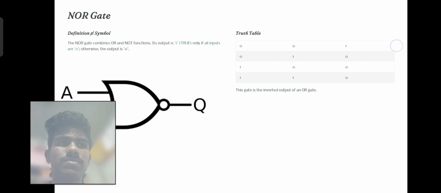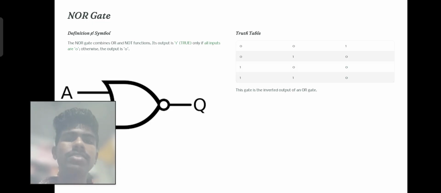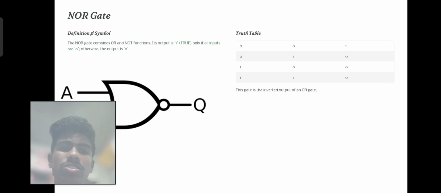NOR gate. NOR means NOT OR, that is, the OR gate is negated. So a NOR gate is the combination of the OR gate and a NOT gate. In fact, NOR is the contraction of the words NOT OR.